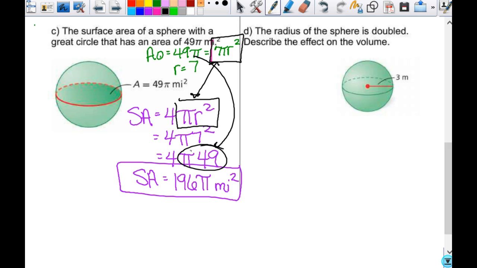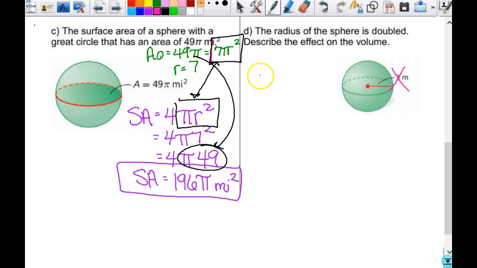All right. So now let's look at D. D says the radius of a sphere is doubled. Describe the effect on the volume. Now, it gives me the radius. I could find the volume like this, and then I could double it and find the volume, and I could figure out what happened to it. Total waste of time. Okay? I don't need to do all of that. I don't even need to know what the radius actually is.